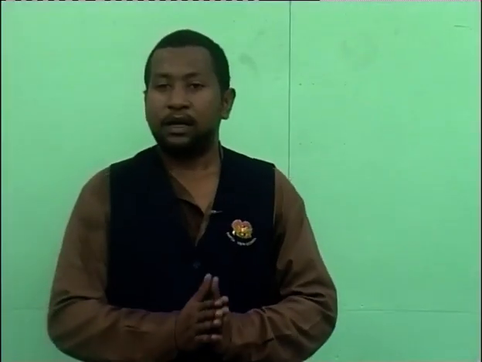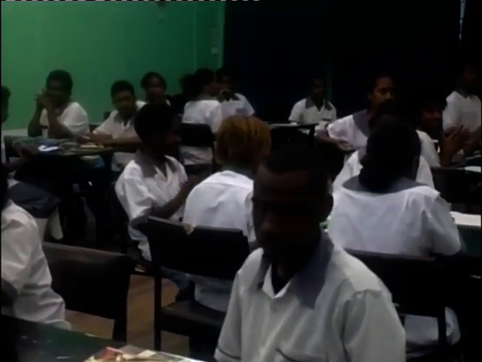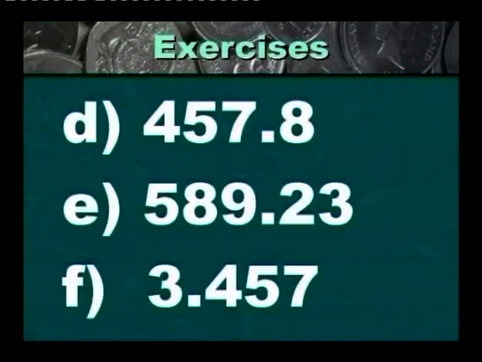Very good. Class, let's give ourselves 5 big claps for working very hard. Now, ATs and receiving students, let's do exercise F together. 3.457. What is the value of 5? 5/1000? Huh? 5 over 100. Very good. Or we can say in decimals it is 0.05. Good.